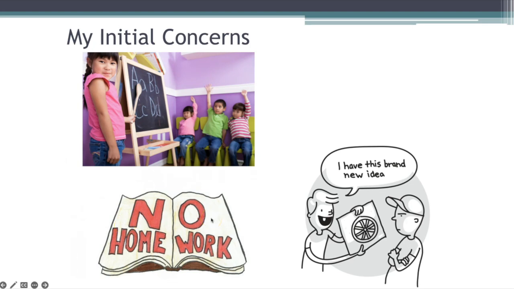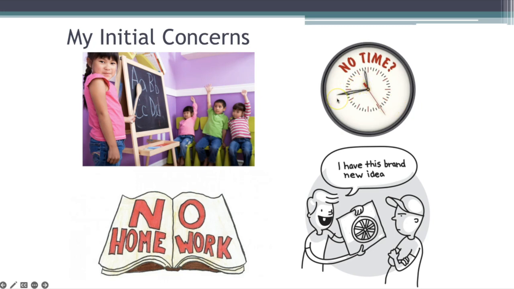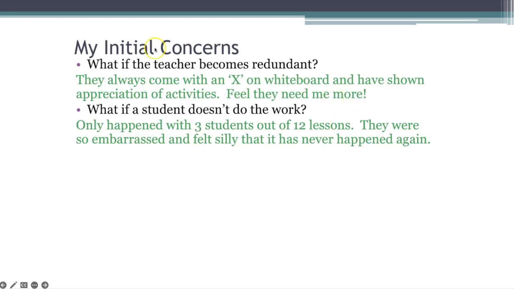The other big concern, which is a major one for people, is what do you do in the situation where the students don't do the homework? Because if the homework was to learn the theory, and they've come to the lesson without the homework, what are you going to do? And as I said, where am I getting the time from to actually prepare all of these resources? So those were some of my initial concerns. And from doing this research, this is actually what I found.